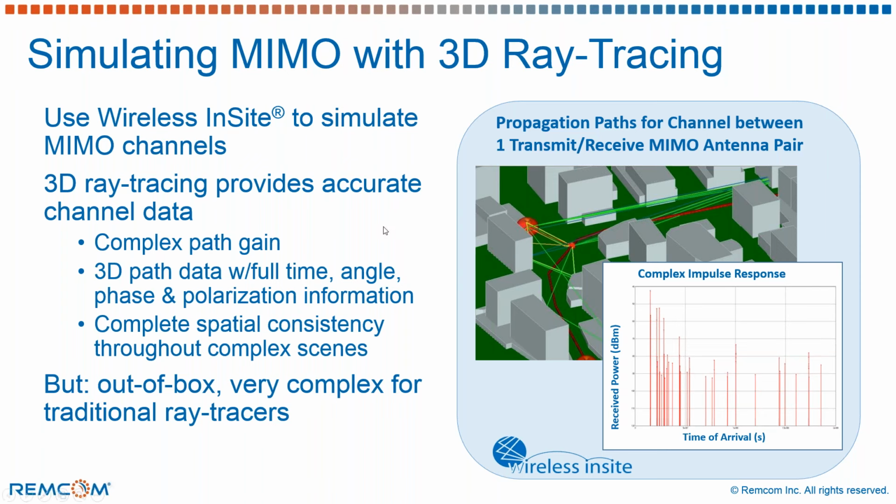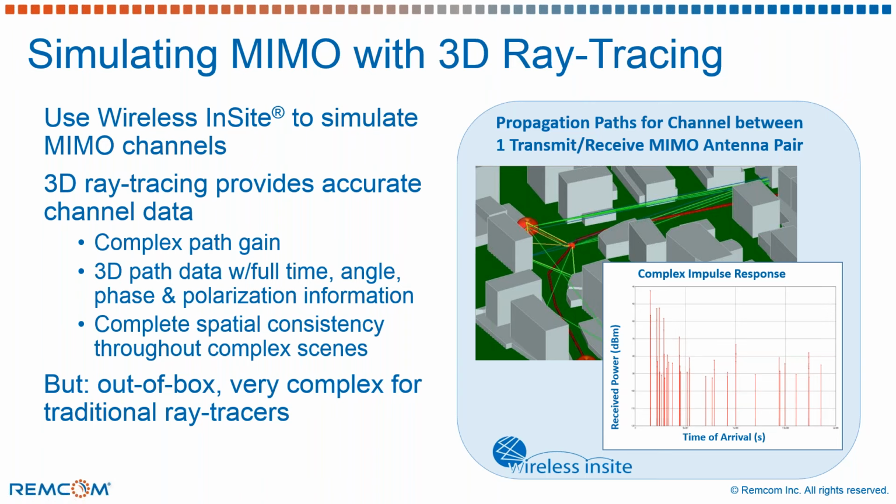And perhaps most importantly, a solution that uses ray tracing can ensure that as something moves through a scene, you get spatial consistency from point to point, something that a statistical technique would not be able to capture. The fact that the paths may not change very much over a local area, but then can change dramatically over the full course of a route.